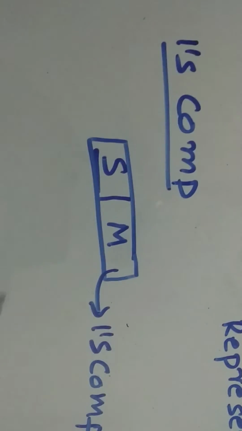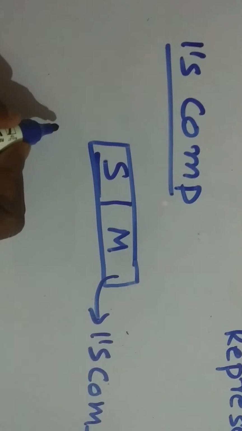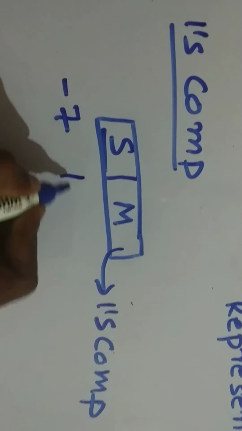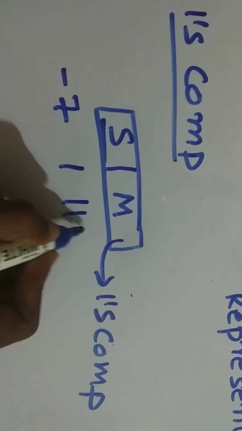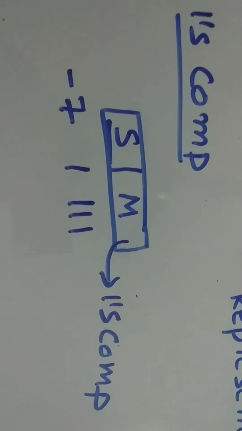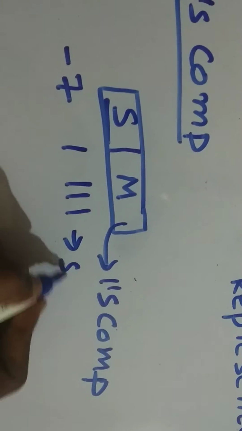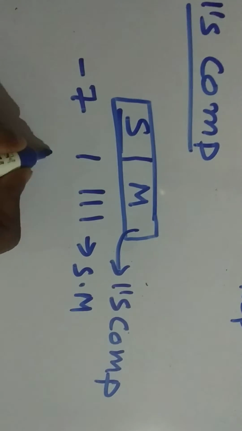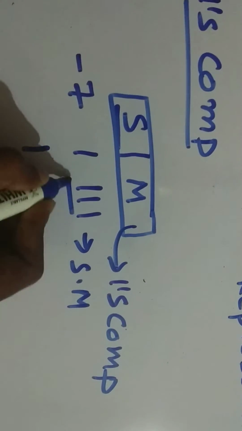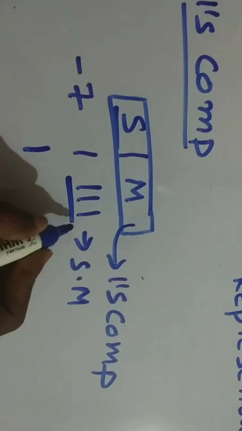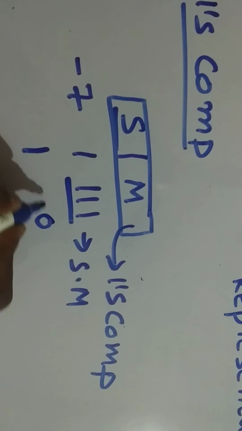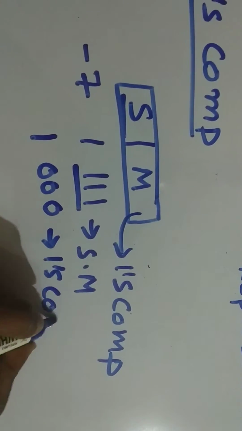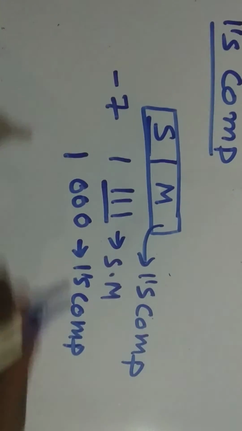Let us consider the same example so that we will have some relation. -7 in sign magnitude representation is represented as 1 bit for sign and 3 bits for magnitude. In 1's complement it is represented similarly. The sign bit stays the same and we need to complement the magnitude. So the 1's complement of 111 is 000. So this is -7 in 1's complement form.